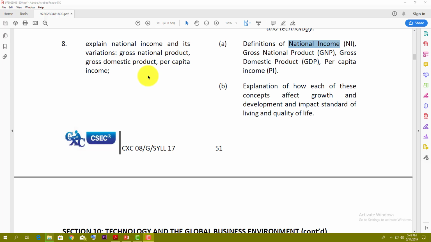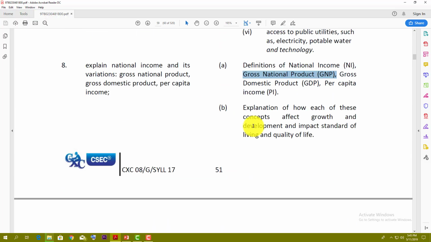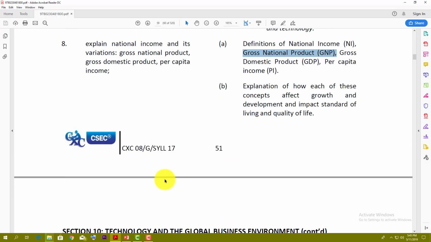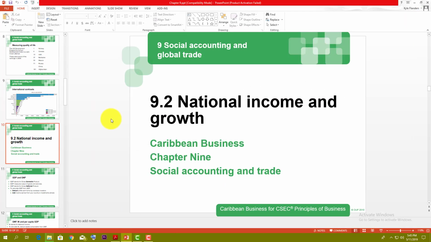between GDP, which is gross domestic product, and GNP, gross national product. So we're going to show you the difference between these two right here. And then we're also going to explain per capita income. And then we're going to explain how each of these concepts affect growth and development and impact the standard of living and the quality of life. Okay, so this is what we're going to look at today. So let's just jump right in and get started.